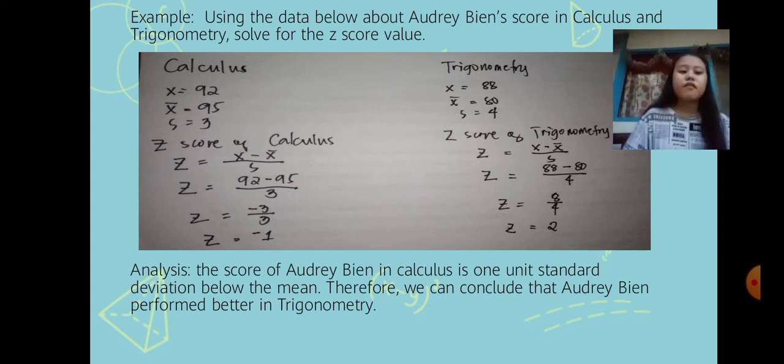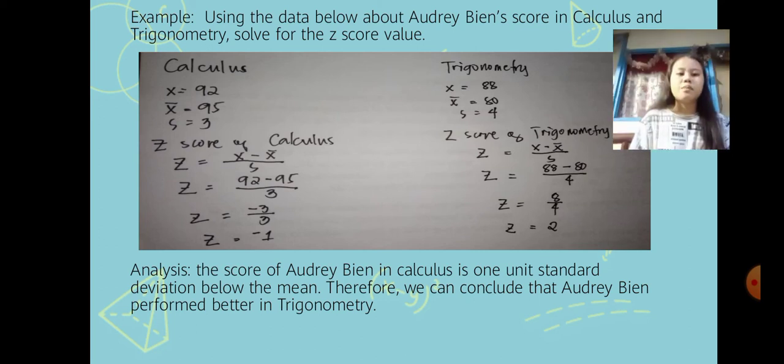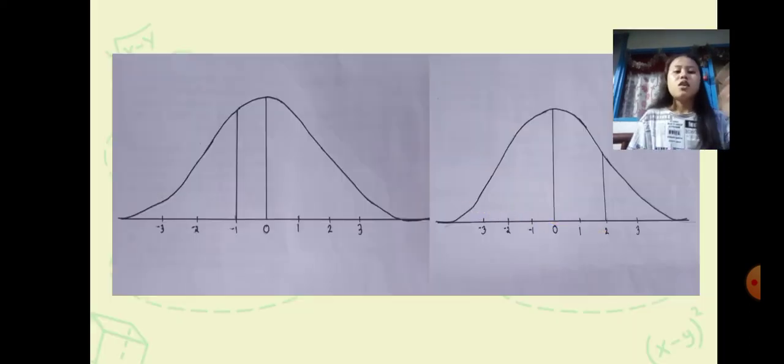In order for you to understand it well, I'm going to show the bell shapes of the two scores of Audrebien, in calculus and trigonometry. As you can see on the screen, there are two bell shapes. The one on the left side is the score of Audrebien in calculus.